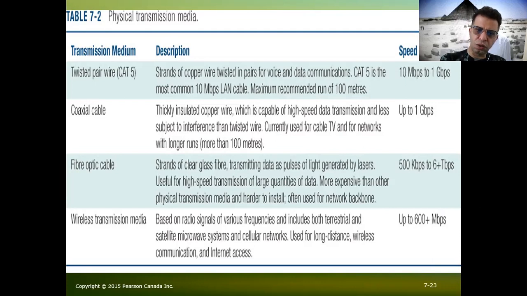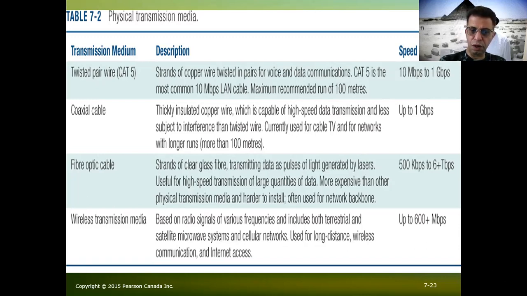Then you have the coaxial cable, which is thickly insulated copper wire. Both technologies, the Cat5 and the coaxial, use copper, which is capable of high-speed data transmission, and coaxial is less subject to interference than the twisted pair. Here it is up to 1 gigabit, used for cable TV usually and for networks no longer than 100 meters. And we all know about fiber optic cables, which are strands of clear glass fibers and can transmit between 500 kilobits per second to 6 gigabits.